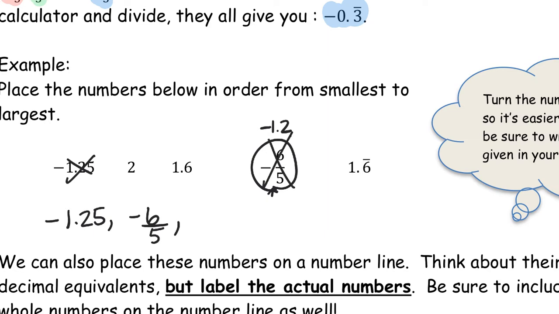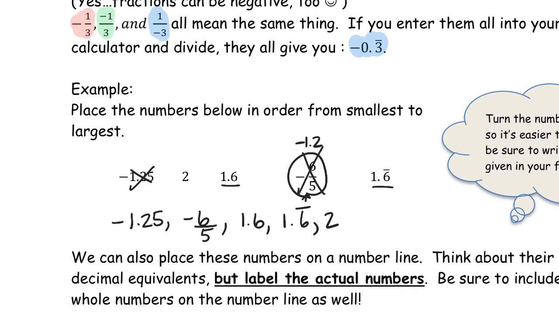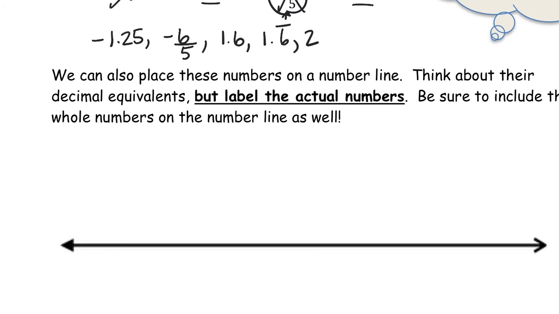The first thing that I would come to, so these two are very close to one another, but 1.6 is slightly less than 1.6 repeating, and then I would have 2. Okay, so you're just putting those in order. We can also put those onto a number line. Okay, so we're going to take a look at doing that now.